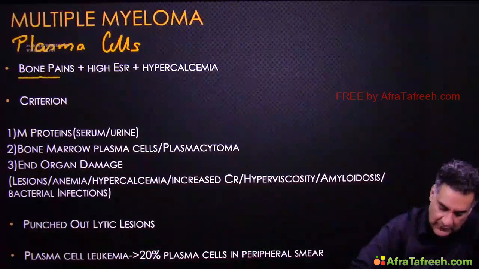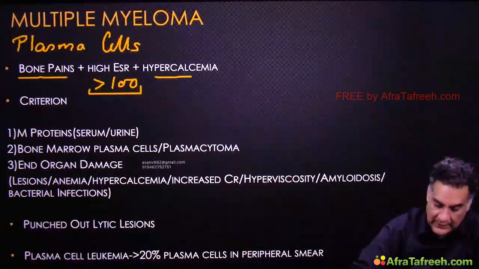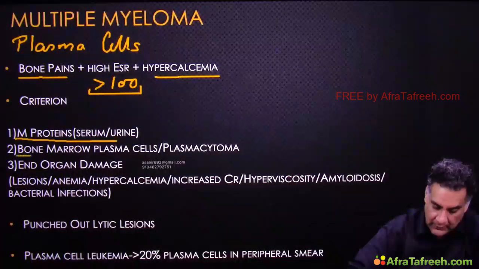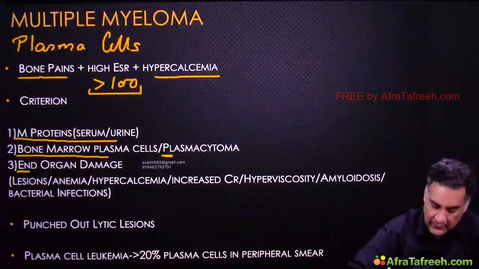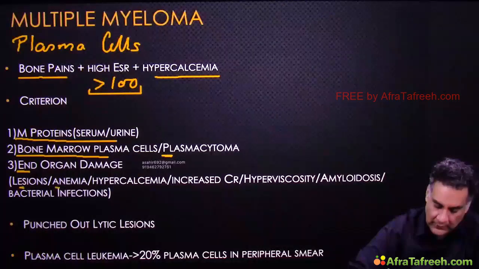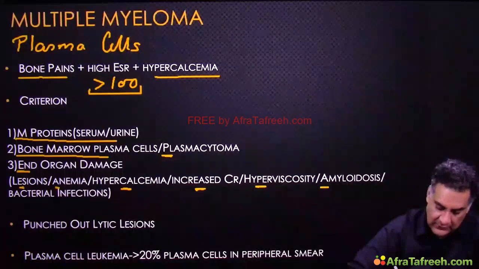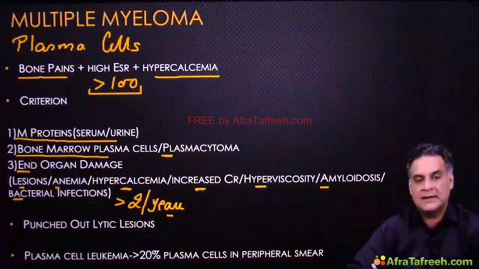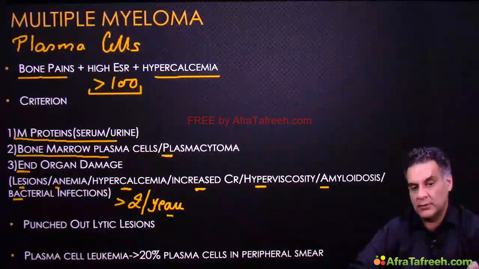They will give you a history of multiple bone pains, very high ESR, usually more than 100, high calcium. They can have M proteins in urine and serum, the bone marrow plasma cells, or a solitary plasma lesion called plasmacytoma, end organ damage like bone lesions, low hemoglobin, high calcium, high creatinine, high viscosity, amyloidosis, infections. More than 2 episodes per year is a rate of infection to be counted as a criteria. They have punched out lytic lesion as if there are erosions on the bone.